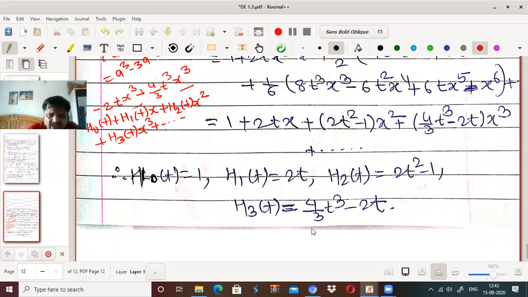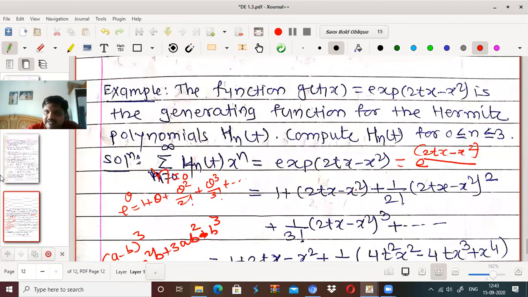In this way, you can also find h4t, h5t, h6t and so on. That means if any function is given as the generating function for a polynomial, then we can find the initial polynomials h0, h1, h2 and so on, or all of them, but it takes more time, as more calculations are needed. That's why we are taking up to 0, 1, 2 and 3 here.